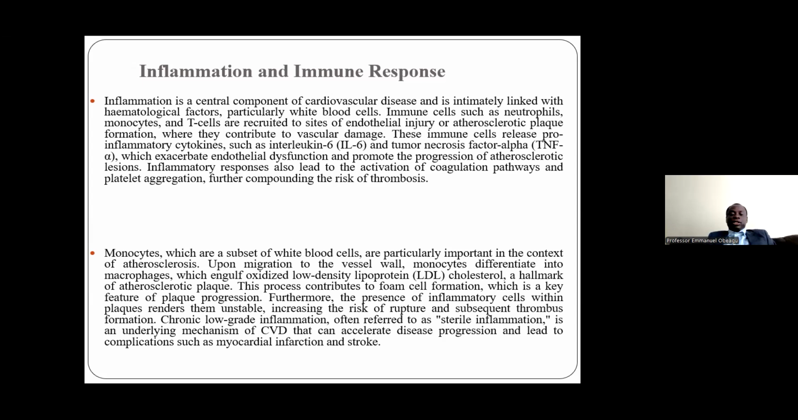Monocytes, which are also a subset of white blood cells, are particularly important in the context of atherosclerosis. Upon migration to the vessel wall, monocytes differentiate into macrophages, which engulf oxidized low-density lipoprotein cholesterol, a hallmark of atherosclerotic plaque. This process contributes to foam cell formation, a key feature of plaque progression, which of course can also be used in diagnosis, monitoring the progress, and improving the prognosis of patients with cardiovascular disease.